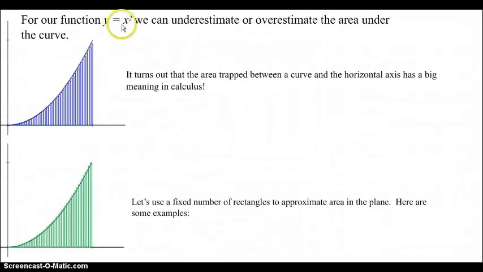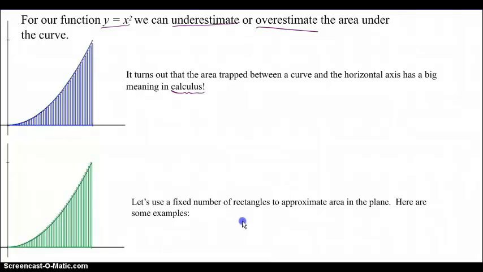All right, so here was our function. Our function was y equals x squared. We could underestimate with left endpoints in this case, or overestimate with right endpoints in this case, the area under the curve. So it turns out that the area trapped between the curve and the horizontal axis has a really big meaning in calculus, and we'll develop that here in a while.